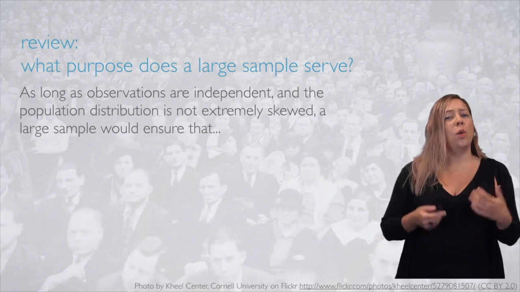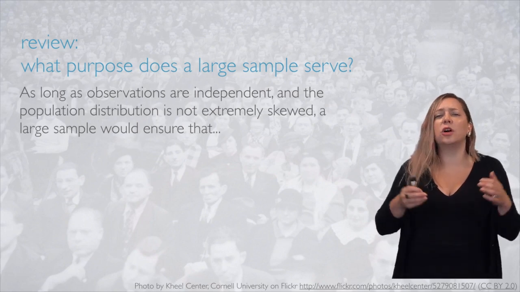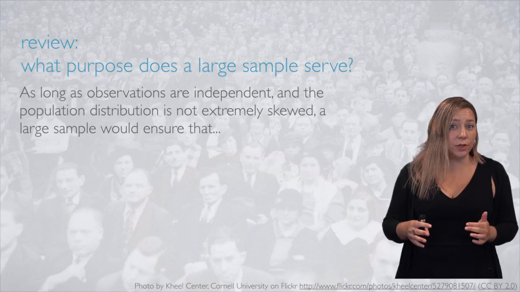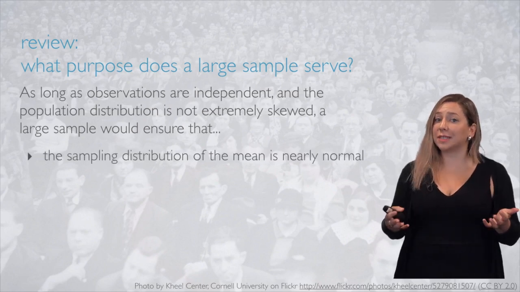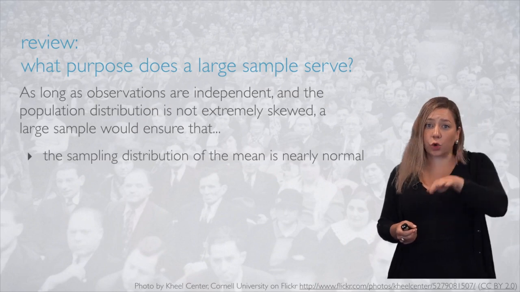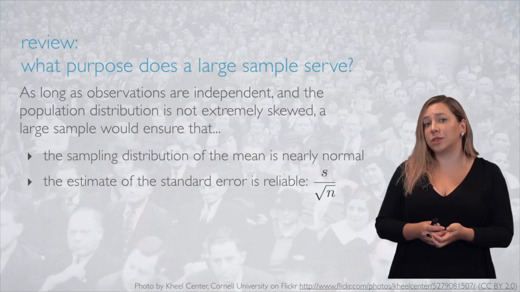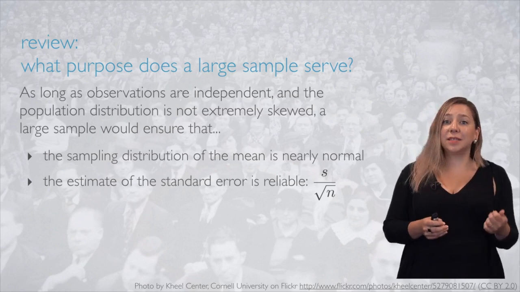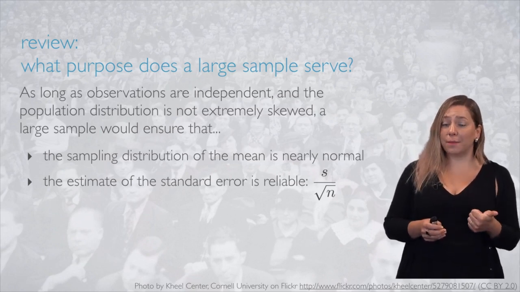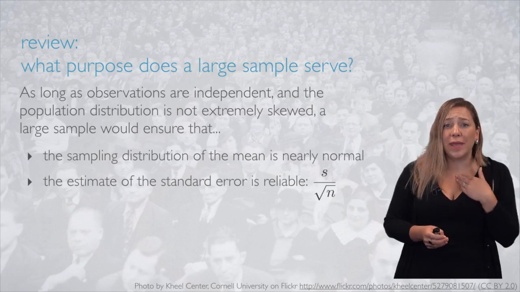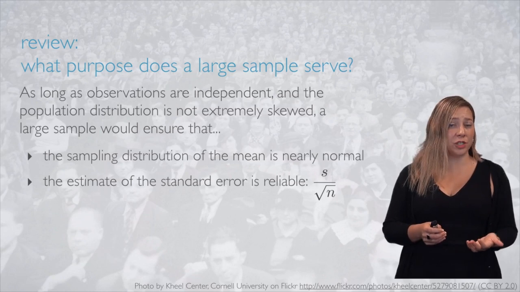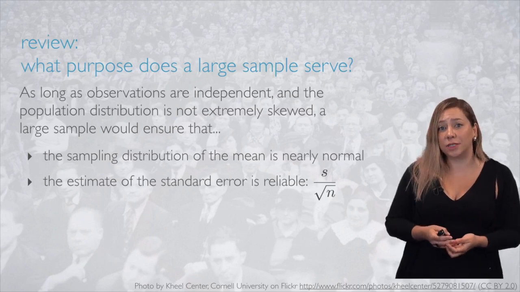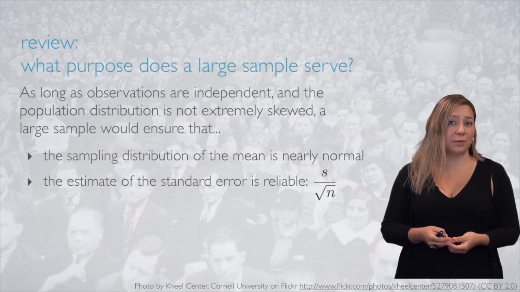What purpose does a large sample serve? As long as your observations are independent and the population distribution is not extremely skewed, a large sample is going to ensure that you have a sampling distribution of the mean that's nearly normal and that the estimate of the standard error is reliable. Remember, we estimate the standard error of the sampling distribution as s over the square root of n, where s is the sample standard deviation, that is the best estimate we have for the unknown population standard deviation, sigma. If the sample size is large enough, chances are s is indeed a good estimate for sigma, and therefore your overall standard error estimate is reliable.